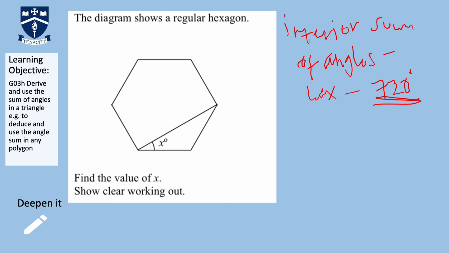We also know that interior angles in a triangle add up to 180. Why am I using this information? Well, you can see over here there's a triangle. I'm just trying to work out the base of this triangle. What else do you know? If this is a regular hexagon, what type of triangle is this?